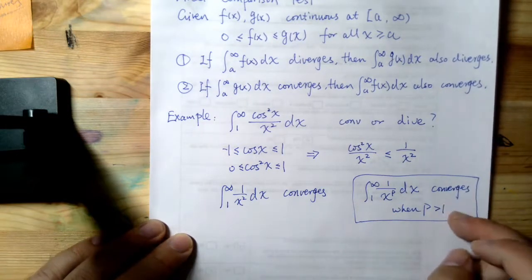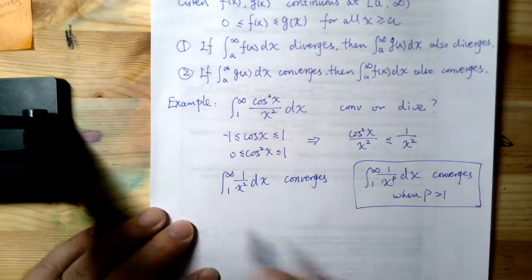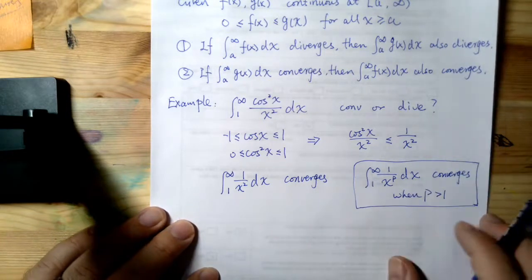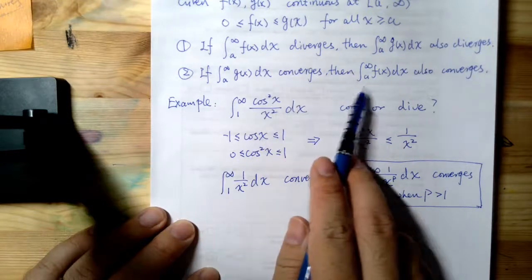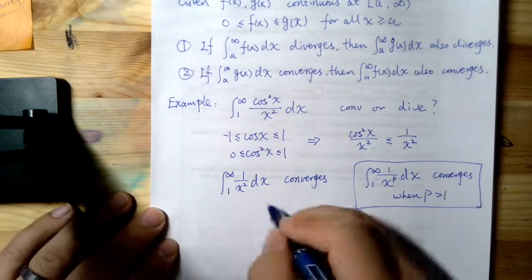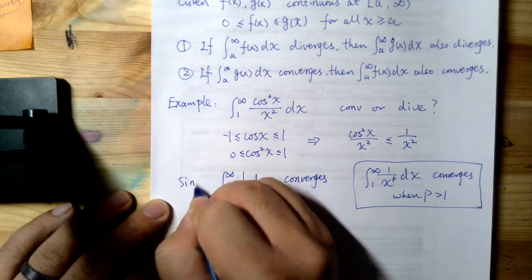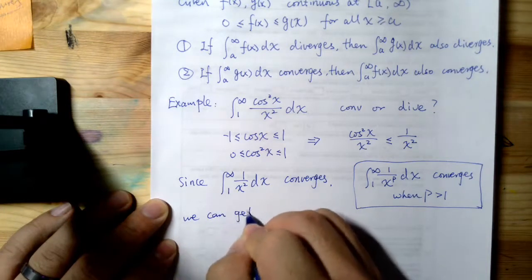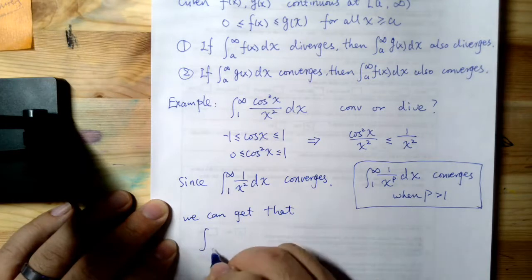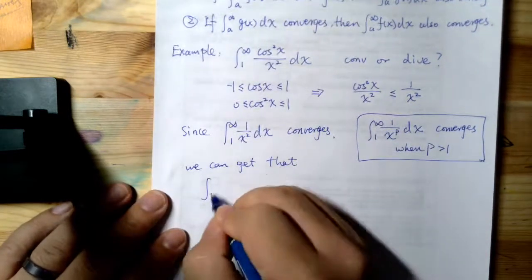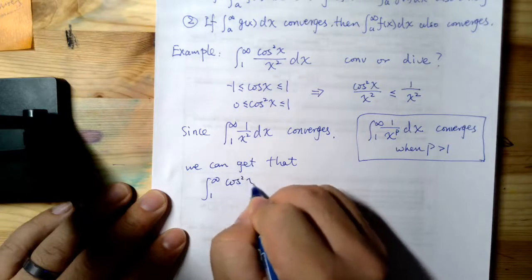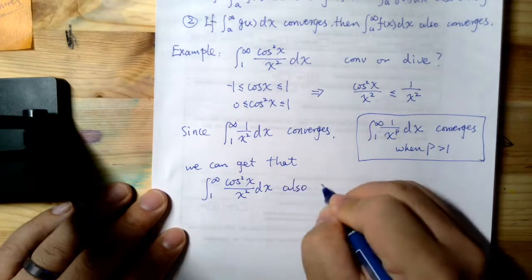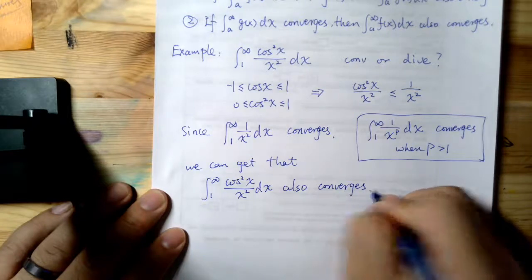And how do we get this? You can check the previous video I posted. So we know this converges, and then based on the direct comparison test, if the larger integral converges, then the smaller integral also converges. So since this part converges, we can conclude that the integral from 1 to infinity of cosine squared over x squared dx also converges.